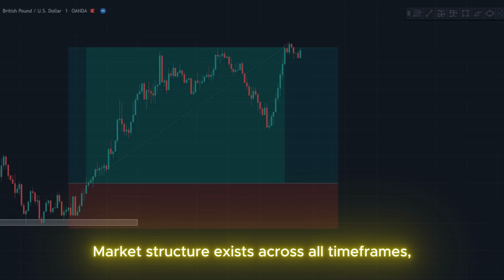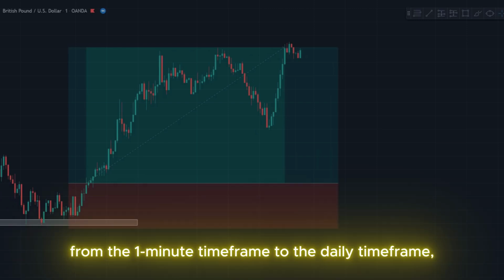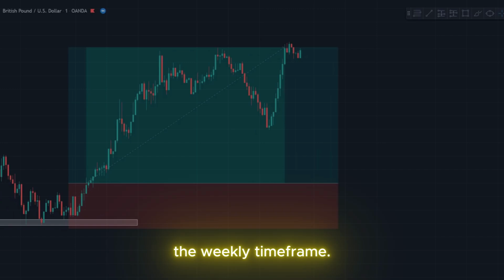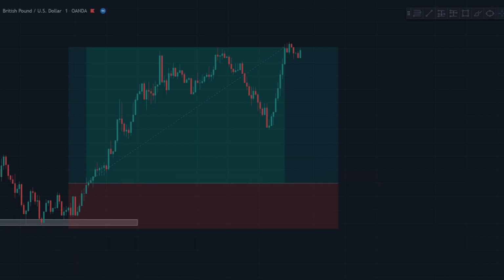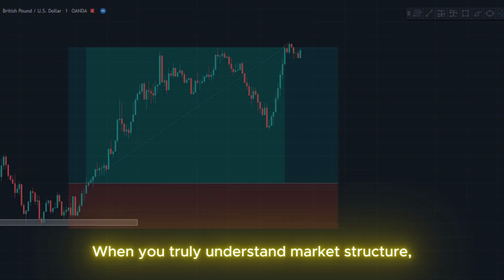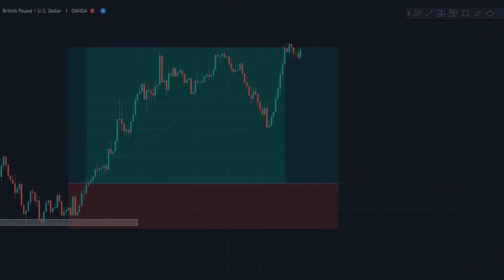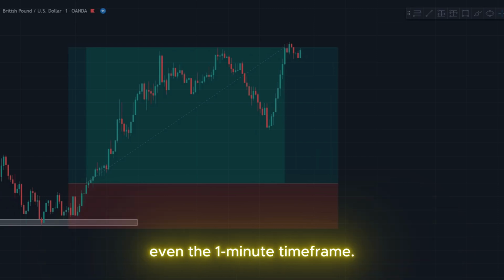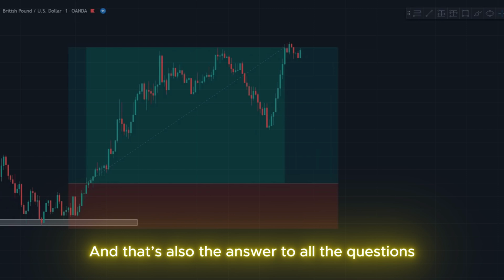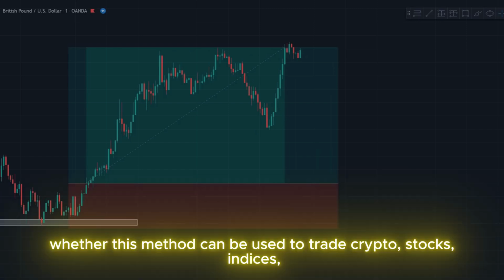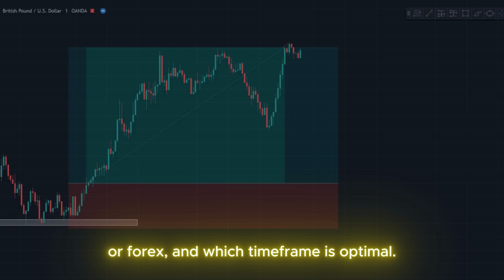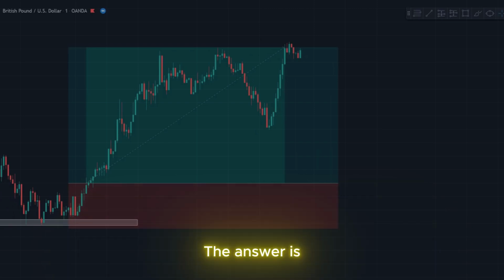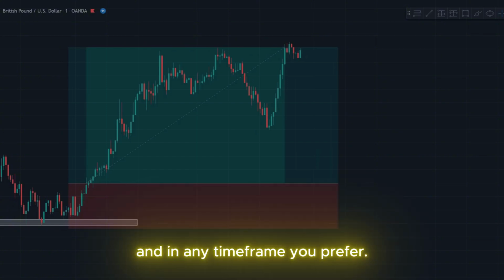Market structure exists across all time frames, from the 1 minute time frame to the daily time frame, the weekly time frame. Each time frame tells you a certain story. And the interesting thing is, the stories across different time frames are closely interconnected. When you truly understand market structure, you can trade in any time frame you want, even the 1 minute time frame. And that's also the answer to all the questions that many of you have asked me, whether this method can be used to trade crypto, stocks, indices, or Forex, and which time frame is optimal. The answer is, after mastering this method, trade in any market you want, and in any time frame you prefer.